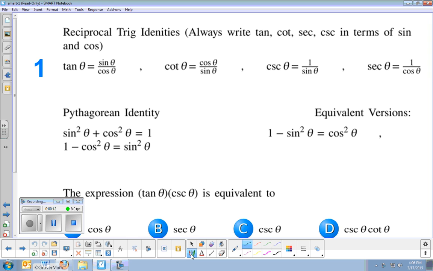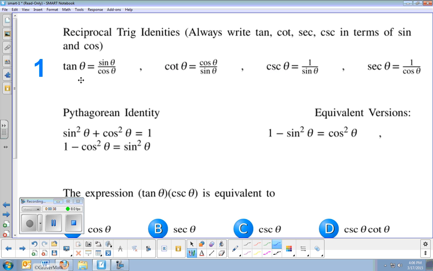The first are called the reciprocal identities, and we've talked a lot about these already. That's where cosecant is the reciprocal of sine, and secant is the reciprocal of cosine. Tangent can be expressed as sine divided by cosine, and cotangent, which is the reciprocal of tangent, can therefore be expressed as cosine over sine.